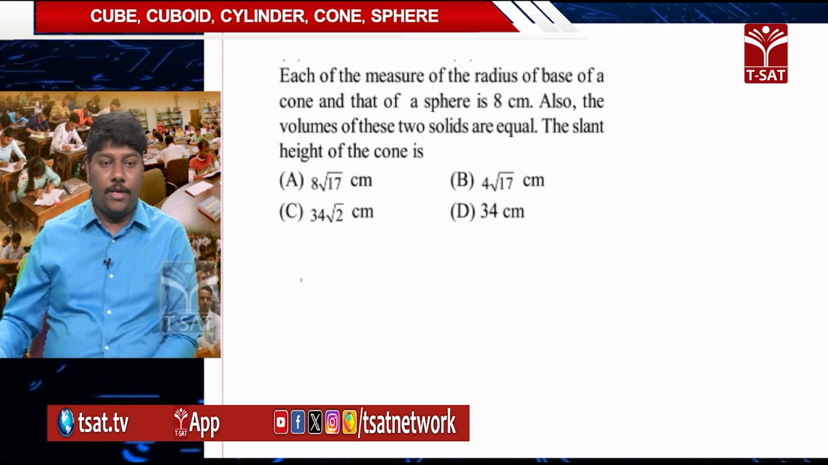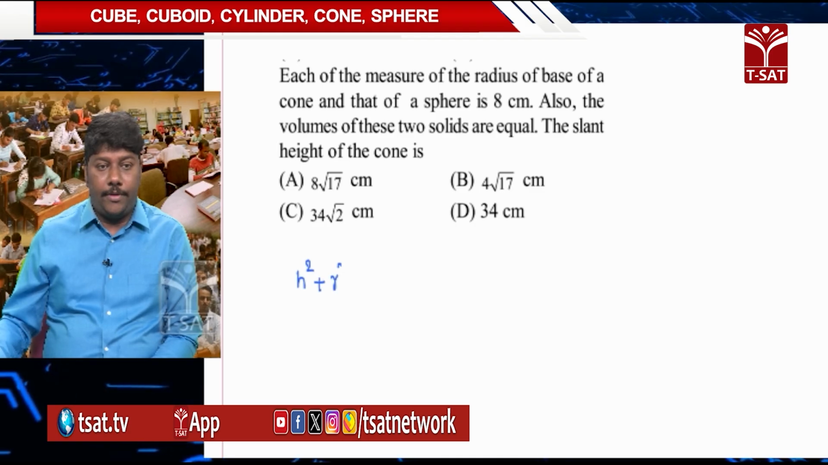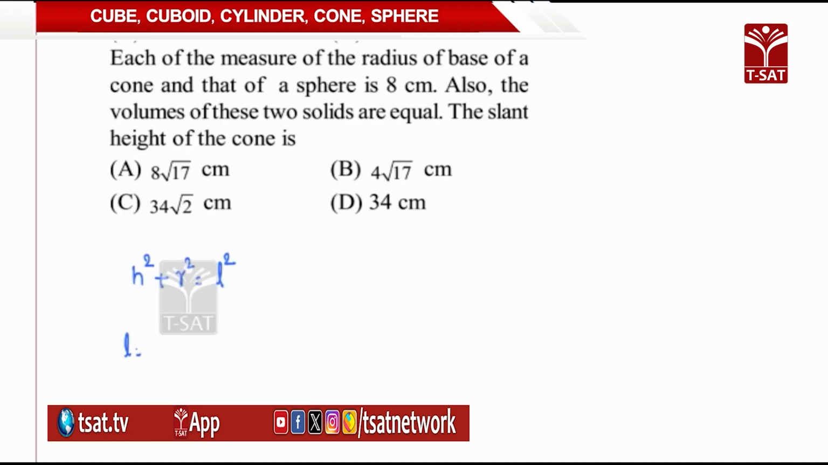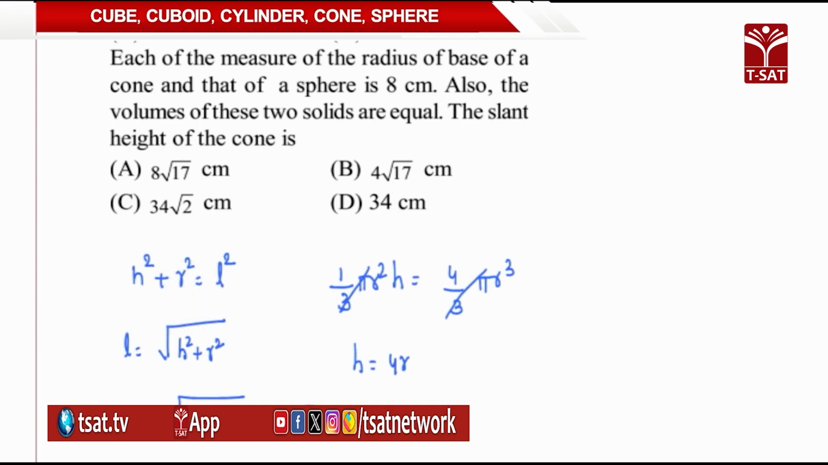We know the relation between the height of the cone and slant height of the cone: h square plus r square is equal to L square. In order to find out the slant height, you just need to find out the value of h first. L is the square root of h square plus r square. Their volumes are equal. Therefore, 1/3 pi r square h is equal to 4 by 3, it is a sphere, right, pi r cube. Radius is anyway same, pi by 3 cancels. So you are left with h is equal to 4 times r. So, substitute here. 16 r square plus r square is 17 r square, which is root of 17 into r. But what is the value of r? 8. So 8 root 17 is the slant height of the cone.